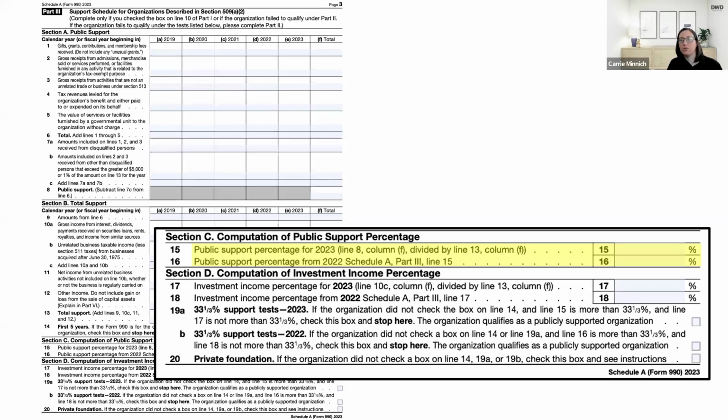Most public charities do not want to become a private foundation, and it is very difficult to go back to being a public charity after you have flipped over to a private foundation. If anyone has additional questions on this, please feel free to reach out to us, and we can talk about those on a more unique basis to your organization.